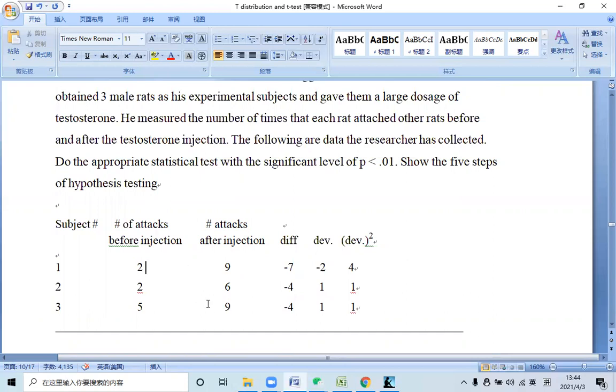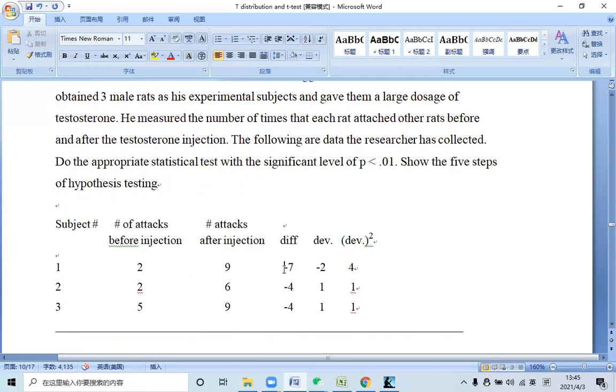And then the second rat, number 2, before the injection, he was kind of mild. He attacked other rats 2 times. After the injection, he got more aggressive, 6 times. The last one, before injection, 5 times. After injection, 9 times. All rats just showed an increase in attack.